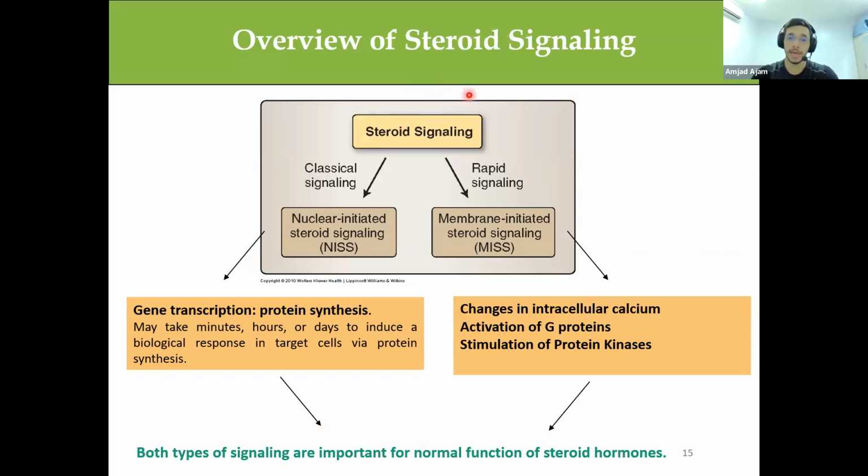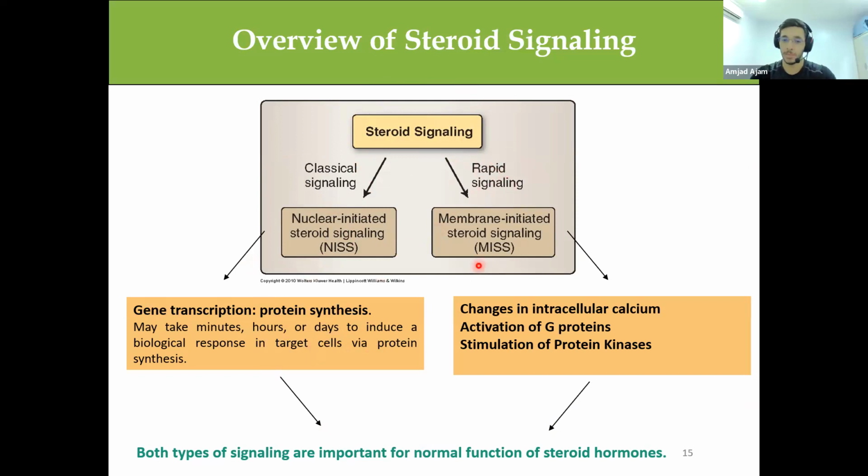Overview of steroid signaling. Again, for steroid signaling, we have two pathways. We have the classical signaling, which is the NISS, the nuclear initiated steroid signaling. The main function of this pathway is gene transcription, which will then eventually allow for protein synthesis. And this may take minutes, hours, or days. So it takes a long time to be done.